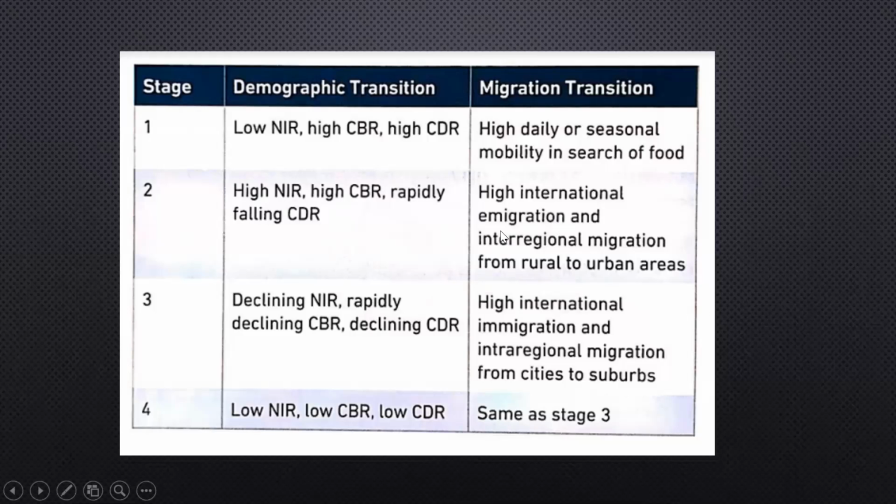So in stage two, you'll see a lot of people leaving the country and moving to urban areas. In stage three, you might see high immigration, so taking in of migrants.